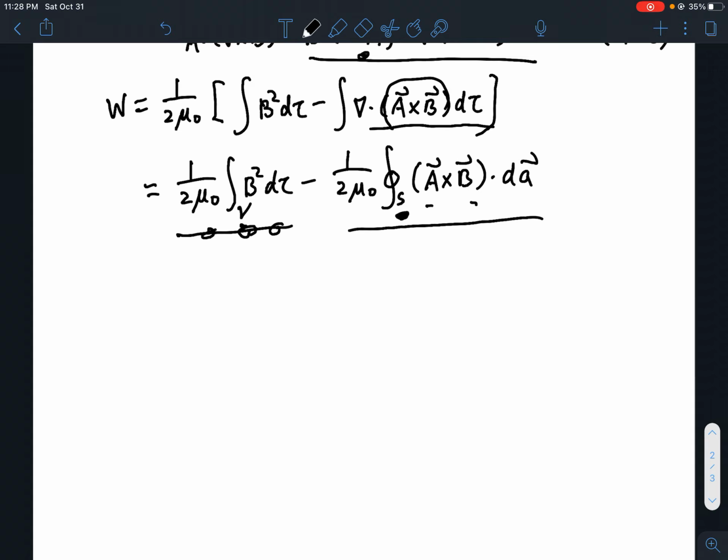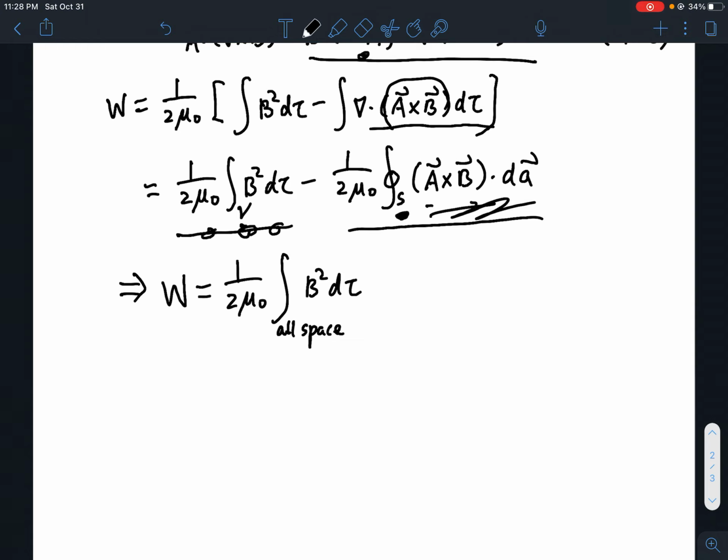Now you can imagine that if we integrate over all space, then this surface integral goes to 0. And if this goes to 0, the amount of work is really integrated over all space, so this is B squared d tau. Because if we integrate over all space, then this surface integral becomes 0.